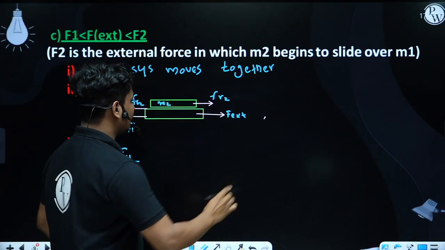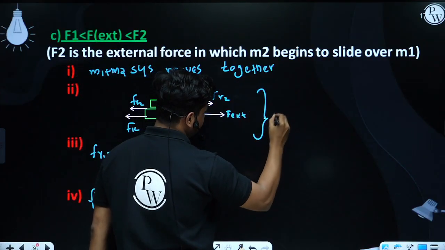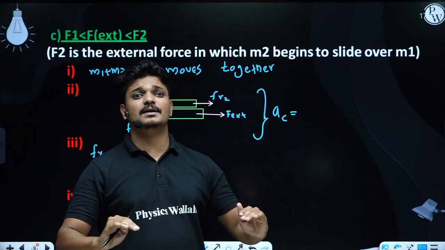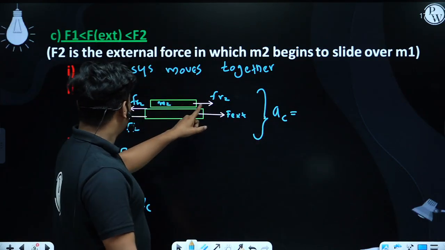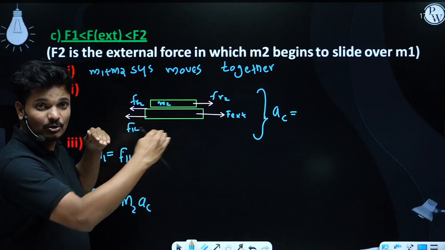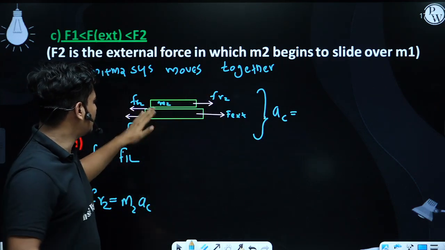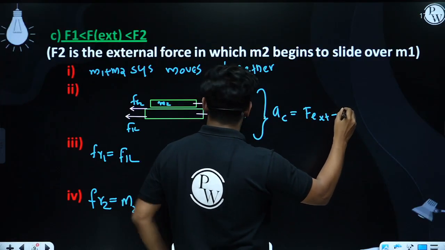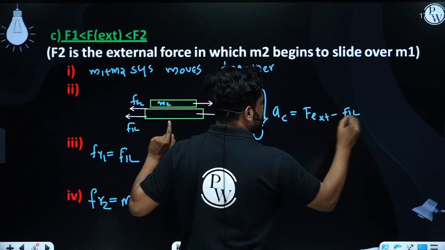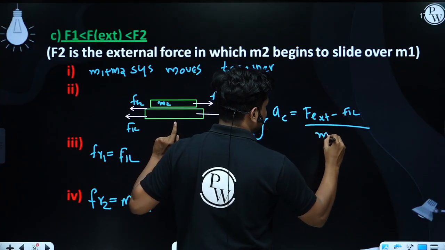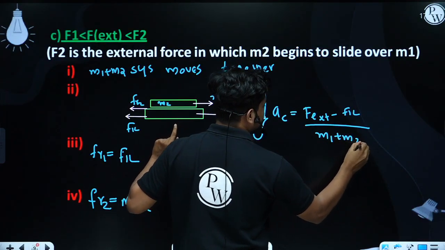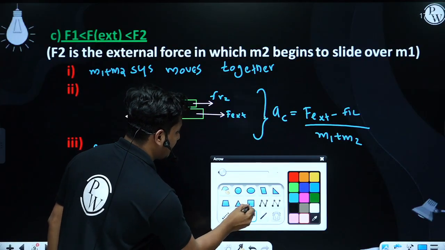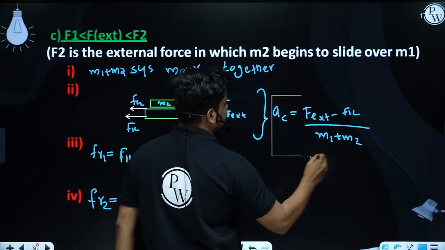So how can we find that common acceleration AC? That means, what is the acceleration? Net force divided by total mass. FR2 and FR2 are an equal and opposite action-reaction pair, so we don't need to mind them. So here only F external minus this F1L, in this direction against motion, divided by total system mass M1 plus M2. So this is our AC. Okay, students, this is our AC.